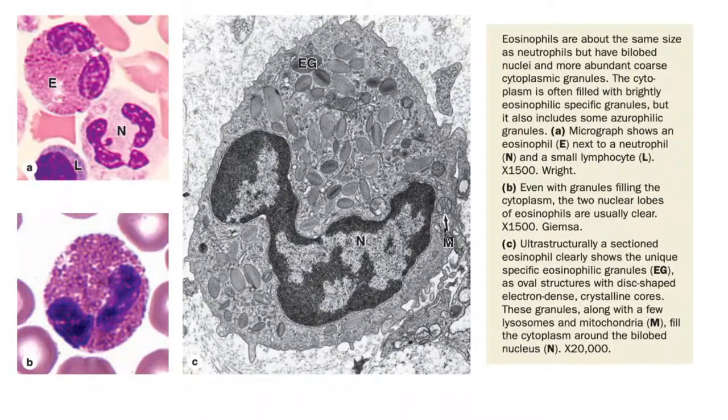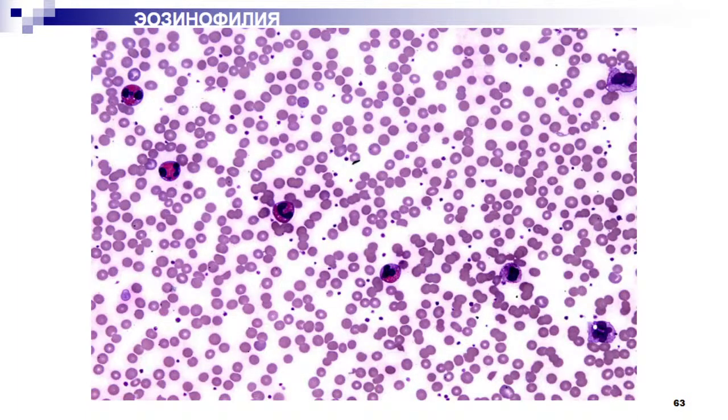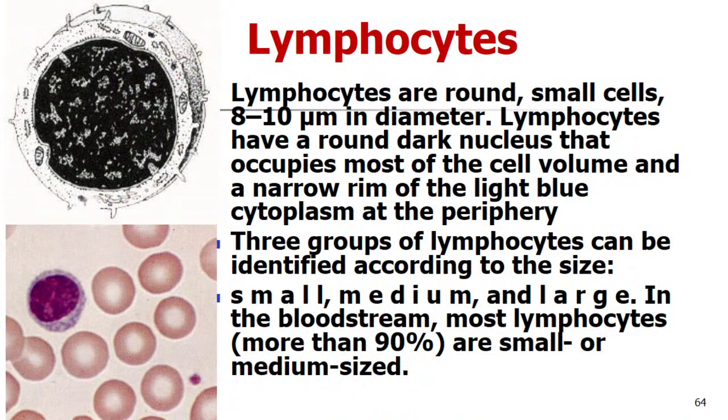So, a classical electron micrograph for the exam. You see an eosinophil with a lobulated nucleus, and also numerous specific granules with crystalloids in the center. Okay, again we have identified eosinophils. And eosinophilia is the pathological condition of increased eosinophils. So in this case we may be talking about parasitic invasions.